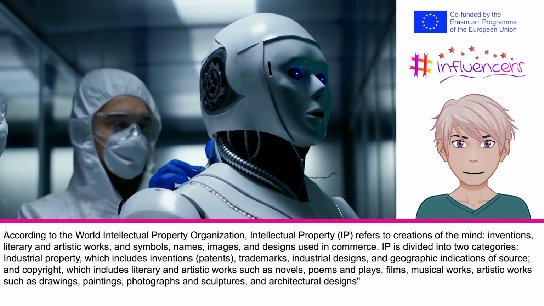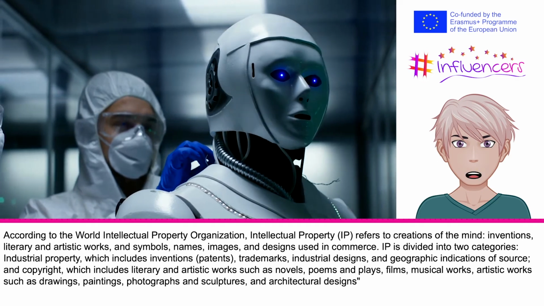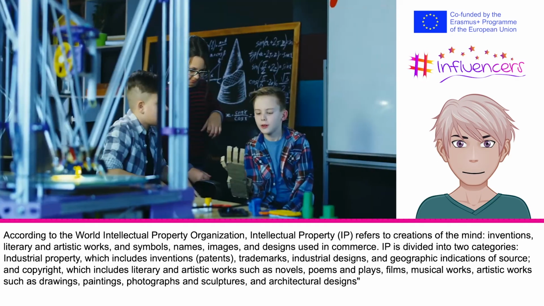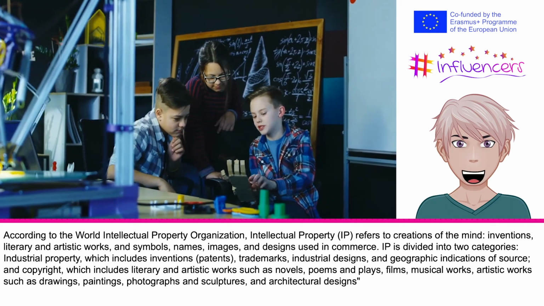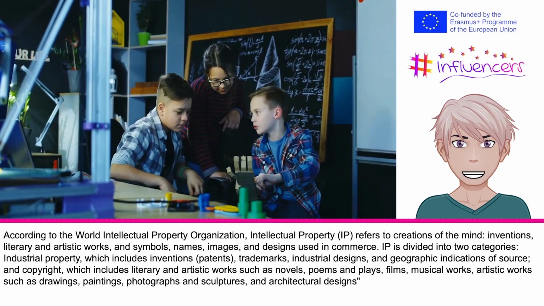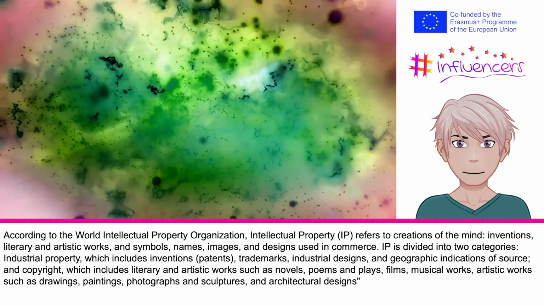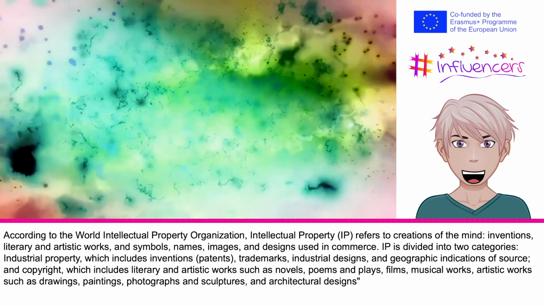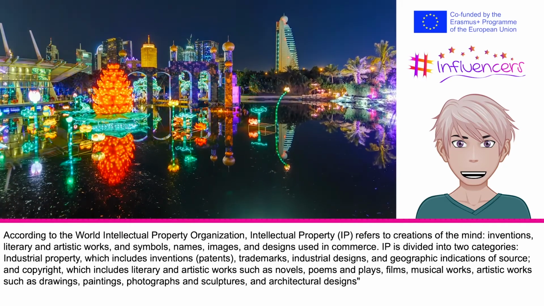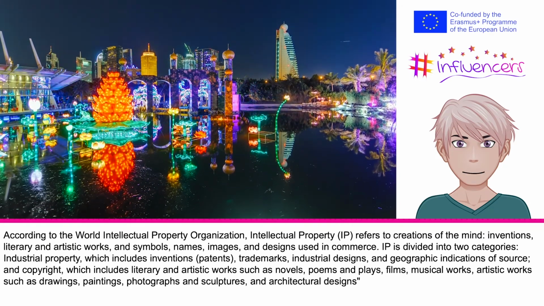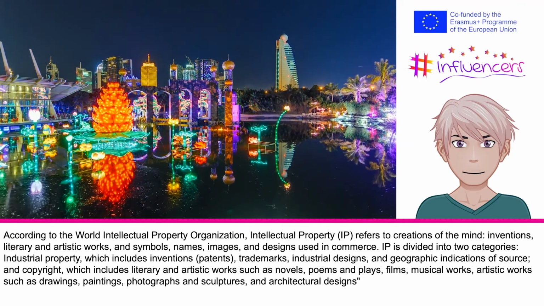IP is divided into two categories: industrial property, which includes inventions, patents, trademarks, industrial designs, and geographic indications of source, and copyright, which includes literary and artistic works such as novels, poems, and plays, films, musical works, artistic works such as drawings, paintings, photographs, and sculptures, and architectural designs.